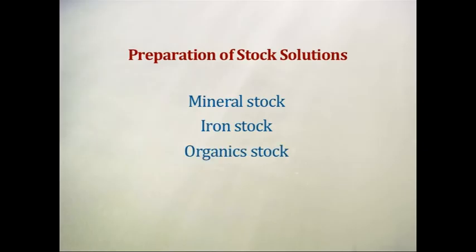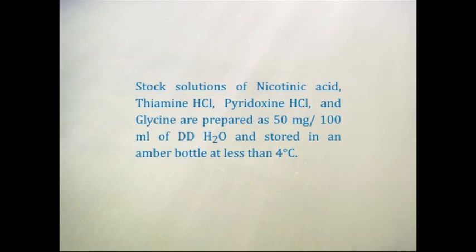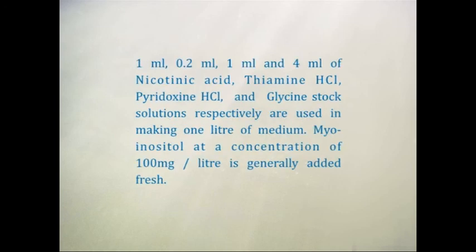The next type of stock solution is the organics stock. Stock solutions of nicotinic acid, thiamine hydrochloride, pyridoxine hydrochloride and glycine are prepared as 50 mg per 100 ml of distilled water and stored in an amber bottle at 4 degrees Celsius. 1 ml, 0.2 ml, 1 ml and 4 ml of nicotinic acid, thiamine hydrochloride, pyridoxine hydrochloride and glycine stock solutions respectively are used in making 1 liter of medium. Myo-inositol at a concentration of 100 mg per liter is generally added fresh.